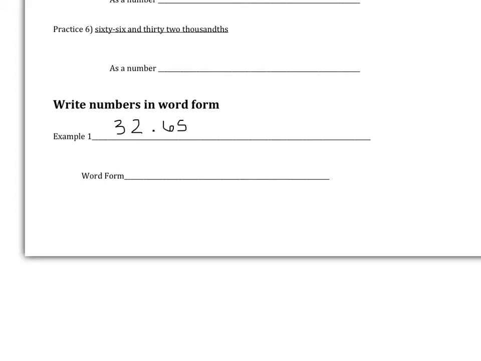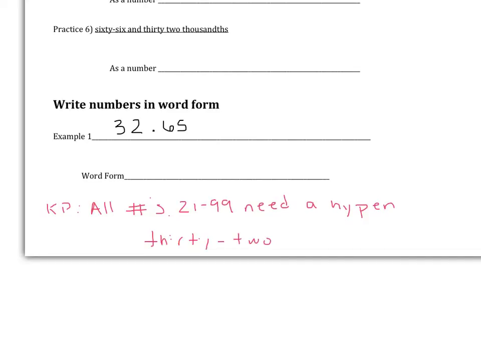Before we write that, let's write down one quick key point. That's important. A quick key point that I want you to remember. And that key point is this, that all numbers (21 to 99) need a hyphen. All numbers 21 to 99 need a hyphen. So for example, a number like 32 would look like this. 30 hyphen 2. 23, we would put a hyphen. That's what a hyphen looks like. Obviously, a number like 70, that doesn't need a hyphen. That's just one word. But if you had 71, that would need a hyphen.